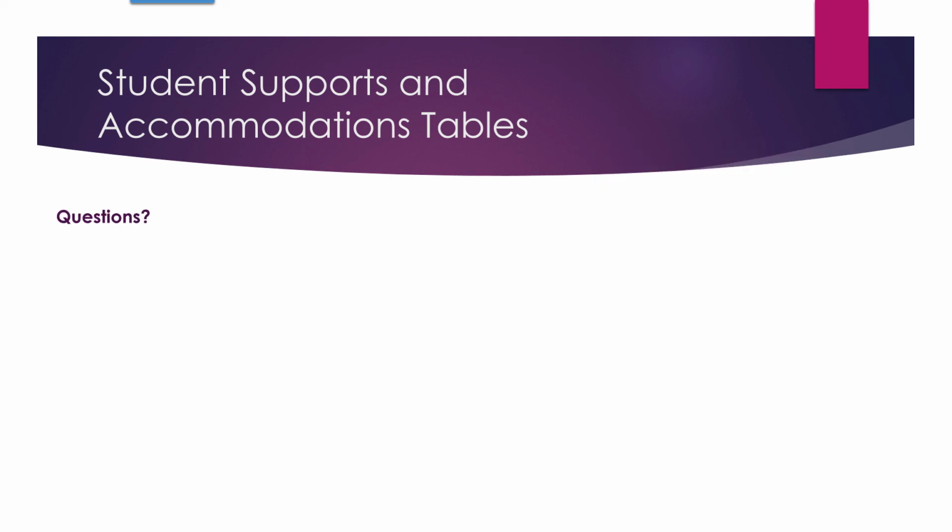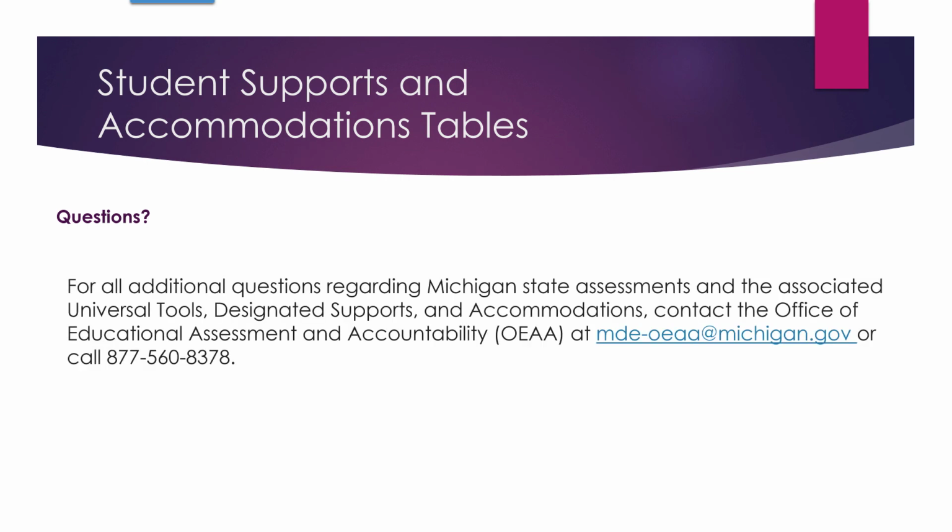Do you still have questions? For all additional questions regarding Michigan State assessments and the associated universal tools, designated supports, and accommodations, contact the Office of Educational Assessment and Accountability, or the OEAA, at mde-oeaa@michigan.gov or call 877-560-8378.